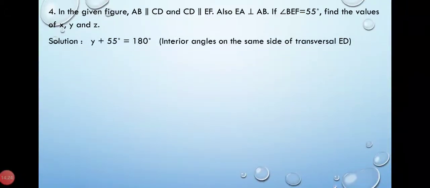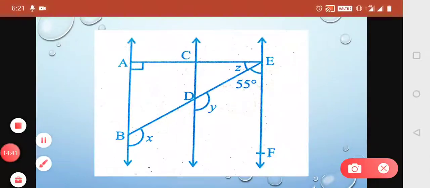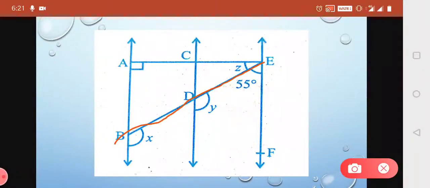Solution: Y plus 55 degree equal to 180 degree, because it is a pair of interior angles on the same side of transversal ED, or you can say they are co-interior angles. It is seen in the figure that we take BD as a transversal when line CD is parallel to line EF, because AB is parallel to CD and CD is also parallel to EF. So using theorem 6.6, we can write that AB is parallel to EF.